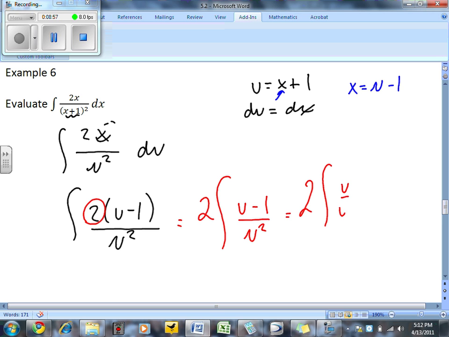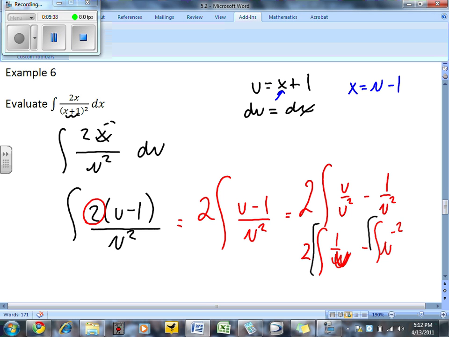So u all over u squared minus 1 all over u squared. All right. So then we go ahead and we say, okay, well, 2 times the integral of 1 all over u, because u divided by u squared is just 1 over u, minus, let's go ahead and move this up to be u to the negative 2. So the integral of u to the negative 2. And we know what we're doing. We're just going to increase the power by 1. Or actually, sorry, let's start over here.